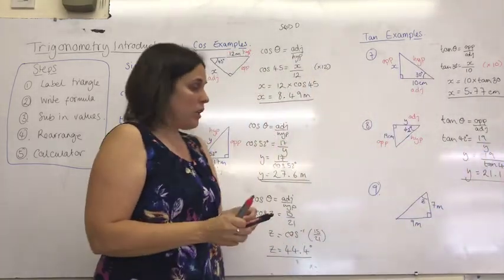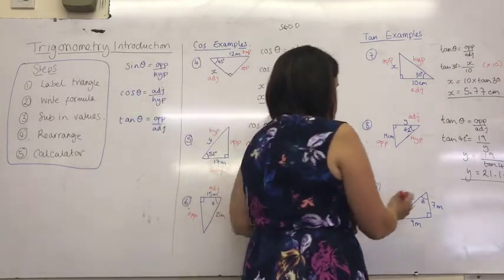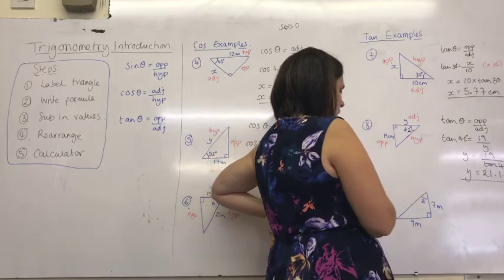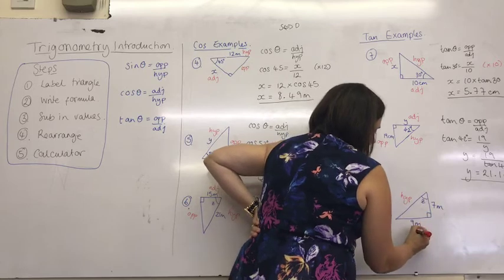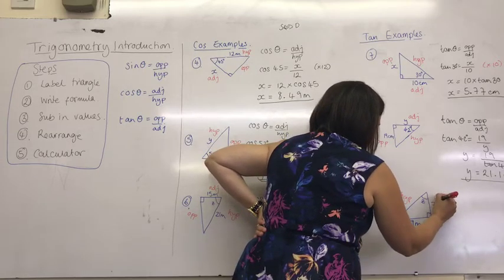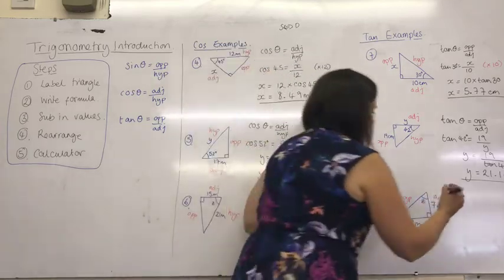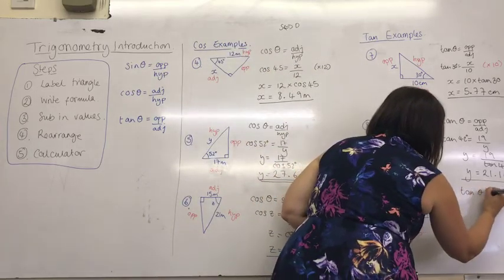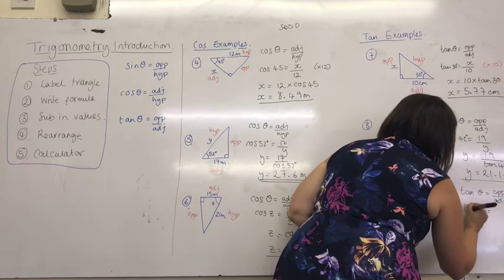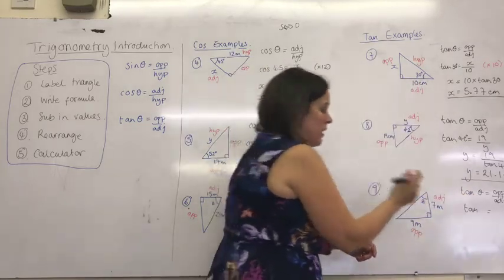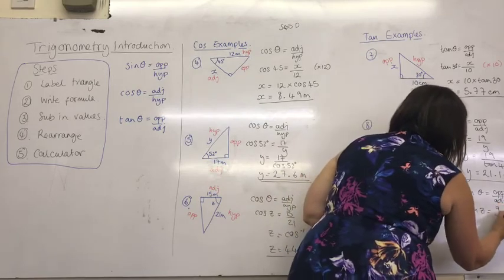Right, last but not least, again this is going to be the same as this one here. Okay, so we're going to label our triangle. There's your hypotenuse, opposite side is here, adjacent is here. Okay, write out your formula. So tan theta equals opposite over adjacent. Tan theta is z equals opposite. Now opposite is 9, adjacent is 7.